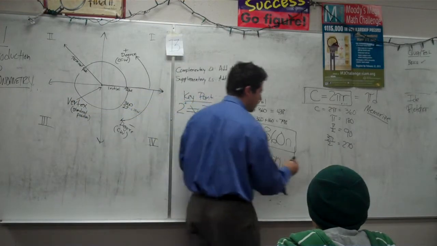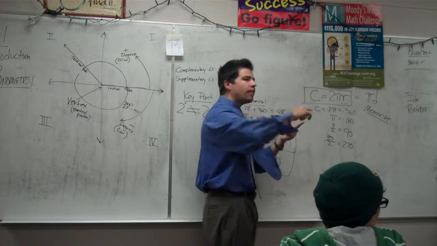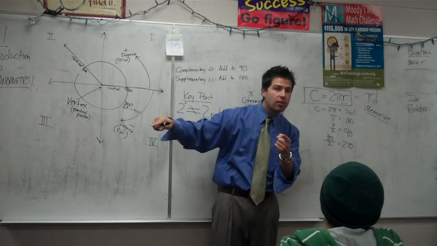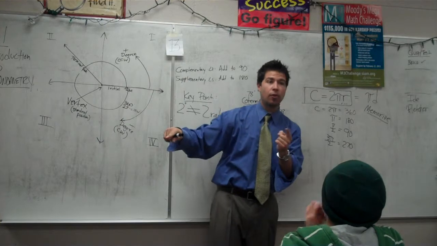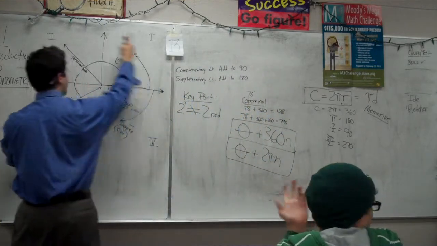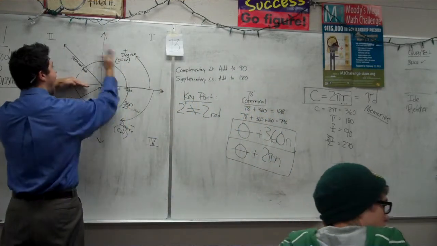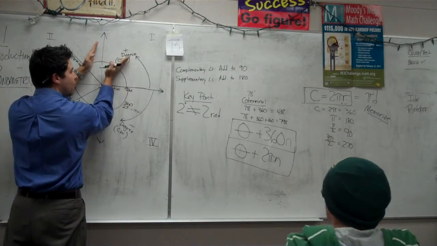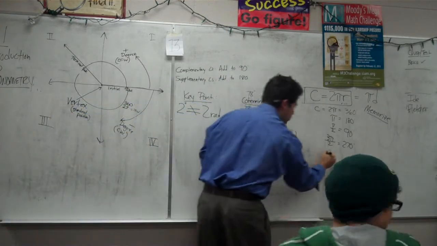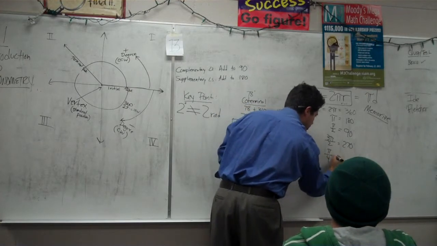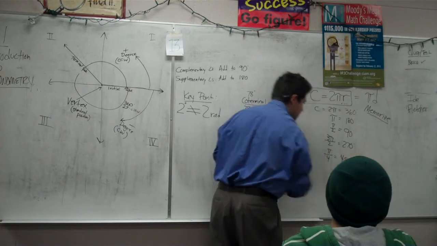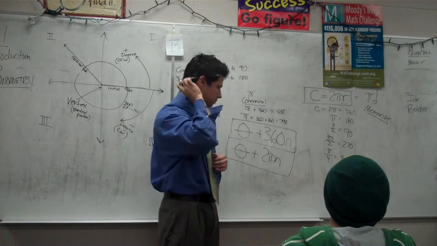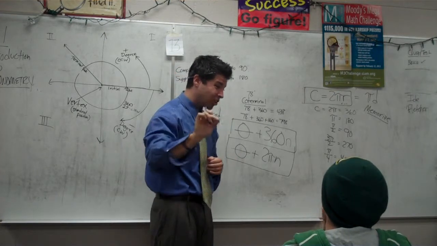We have 3 more. Half of a half of a half of pi is pi over 4. Think about it like this. All the way around is 2 pi. Halfway is 1 pi. Half of that is pi over 2. And half of that would be pi over 4. So pi over 4 is the same as what? 45 degrees.